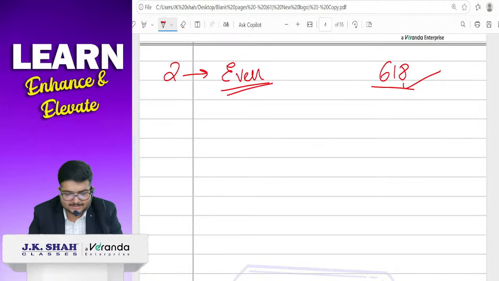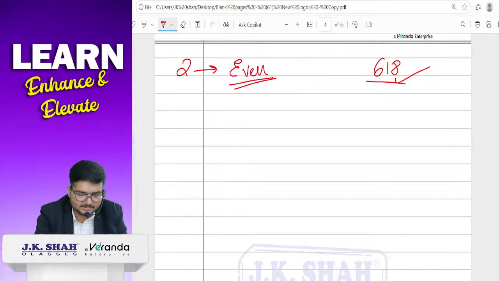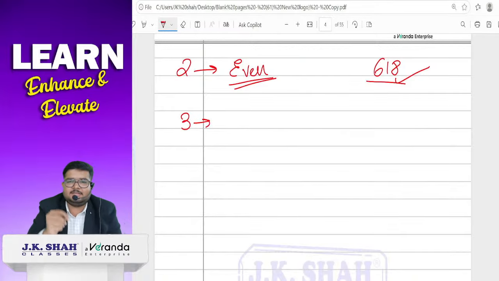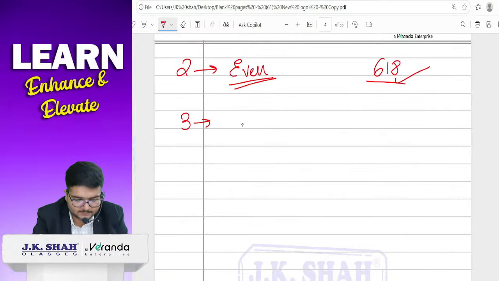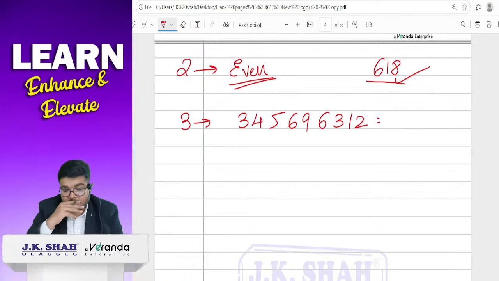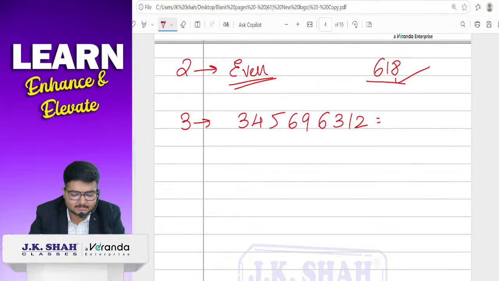Understood? Now let us move forward to the next divisibility rule, that of 3, and this is the most important divisibility rule. Now what is the divisibility rule of 3? Let us take an example. If I take a number 3, 4, 5, 6, 9, 6, 3, 1, 2, such a great large number with many digits, how can you find whether this number is divisible by 3 or not?